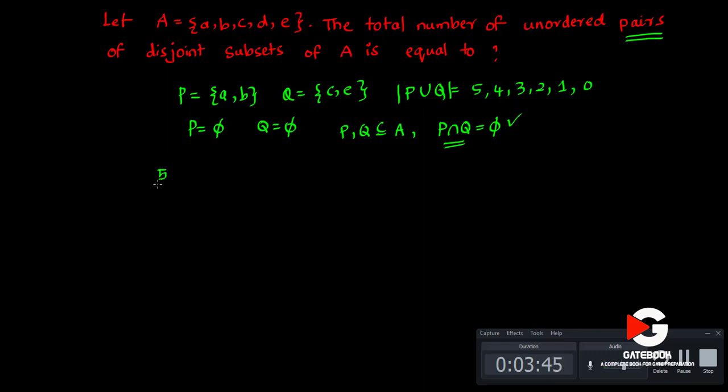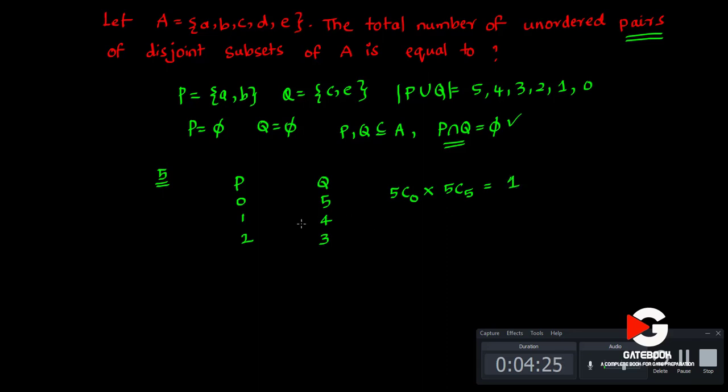When we take all the 5 elements, how many different ways can we divide them is the question. One possibility is 0 and 5, isn't it? Second possibility 1, 4. Third possibility 2, 3. So 0, 5 means how many different ways can we have this combination? Simple. Select 0 elements for P, and from the remaining 5 elements, select 5 elements for Q. So it would be 5C0 into 5C5, which is 1.